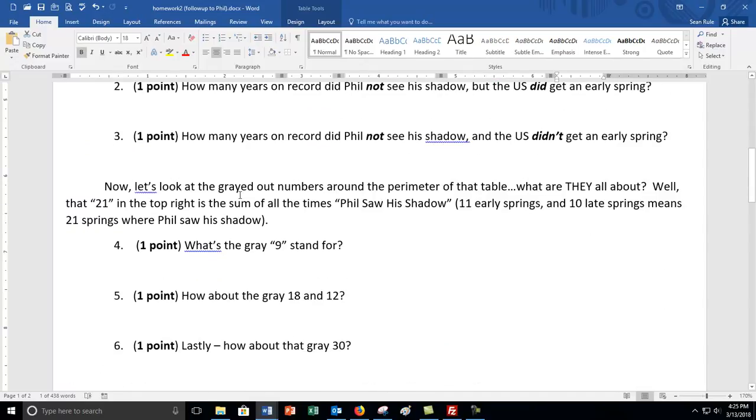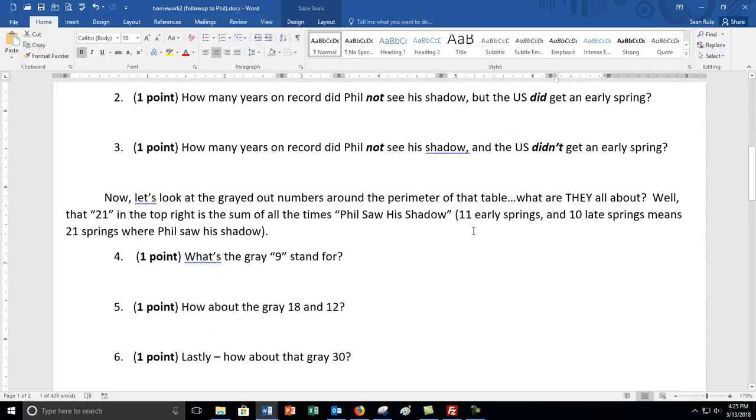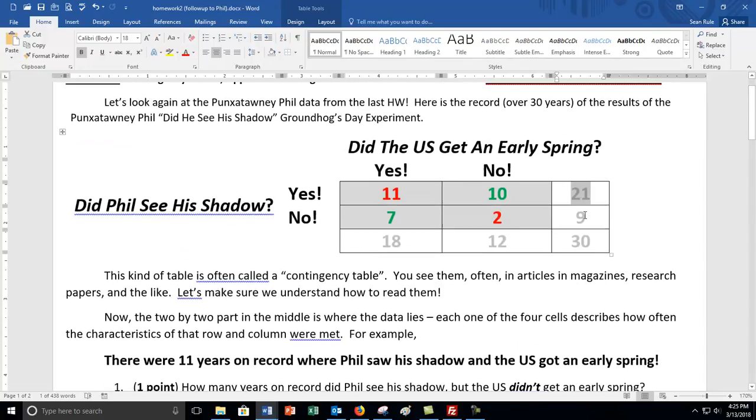And I said, let's look at the grayed out numbers. Oh, we actually just answered this. Let's look at the grayed out numbers around the perimeter. What are they all about? Well, you're walking through what the 21, what the 9, what the 18, what the 12 are. So 21 are all the years he saw his shadow, which I think I told you down here, right? Yep, all the years Phil saw his shadow.